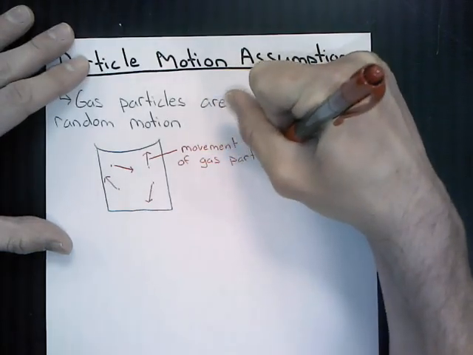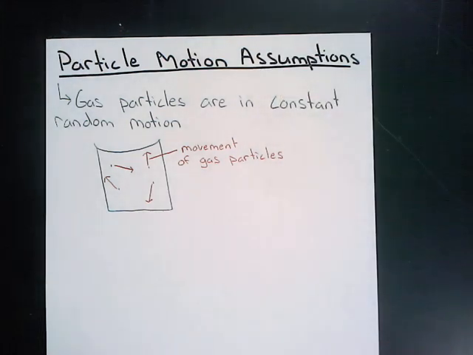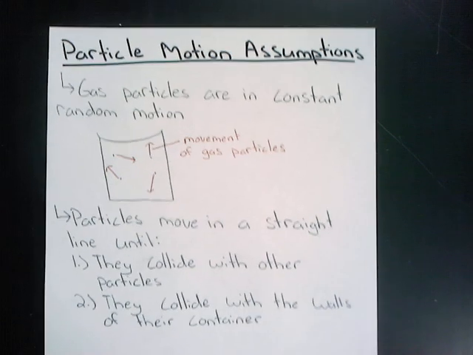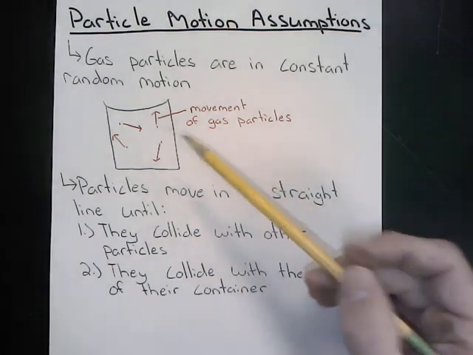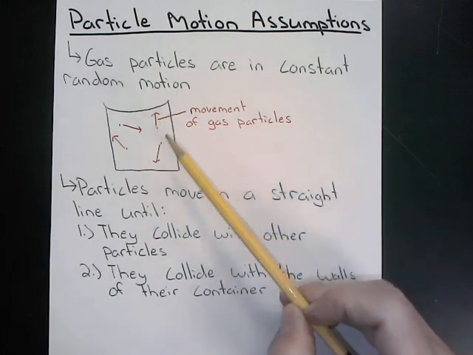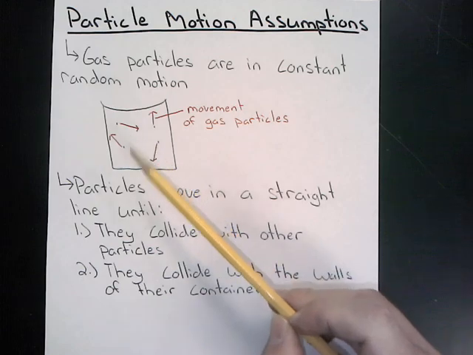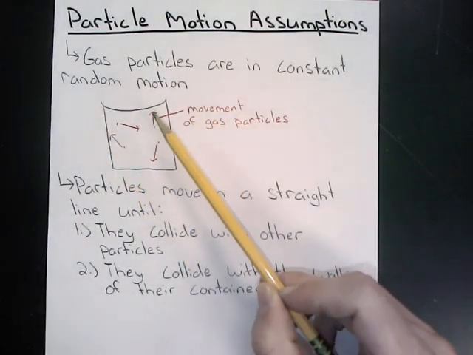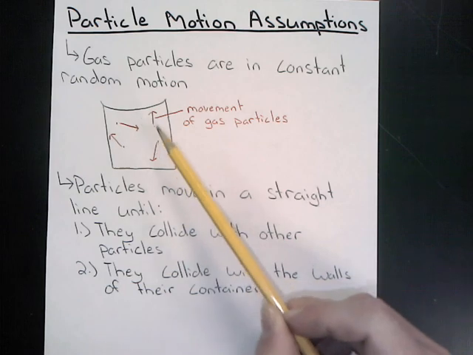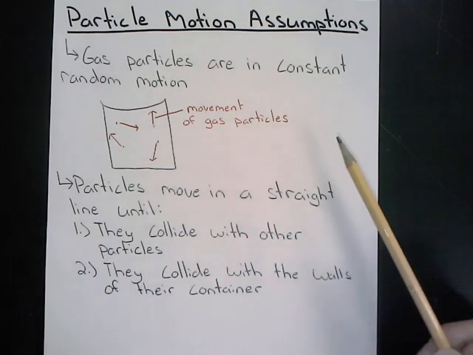This is a pretty big deal, that we make this assumption. One of the main points here is that particles are going to move in a straight line until they collide with either other particles or the walls of a container. If we explain these two points, this makes a perfect depiction of what we have in our picture. As these particles move around, they're moving in a straight motion until they hit the side of the container, or they happen to bump into one another.